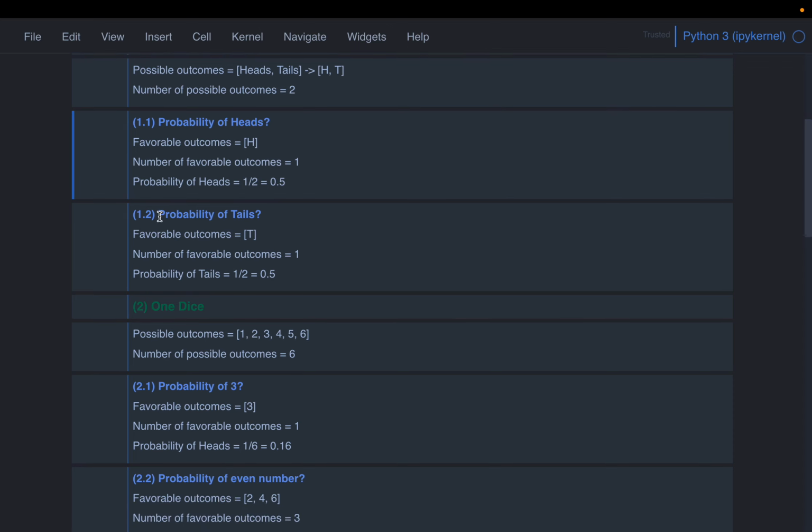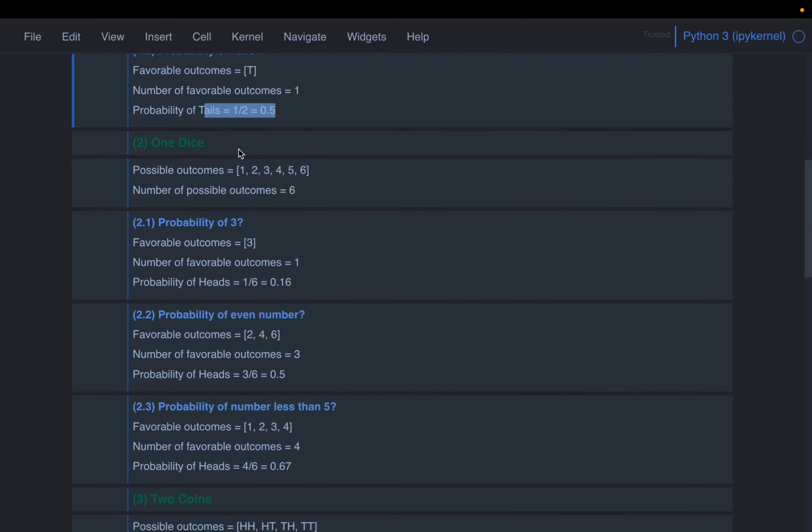Then same story for tails. Okay. So for tails, again, the favorable outcome is only tails, and the number of favorable outcomes is only 1. So the probability of tails is 0.5.